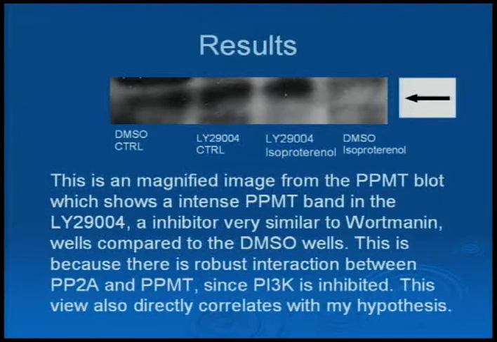This is a magnified image from the PPMT blot, which shows an intense PPMT band in the LY294002 inhibitor, which is an inhibitor very similar to wortmannin, in these wells compared to the DMSO wells. This is because there's a robust interaction between PP2A and PPMT since PI3K is inhibited. This view also directly correlates with my hypothesis.